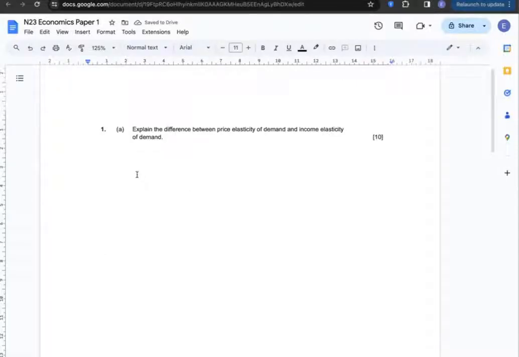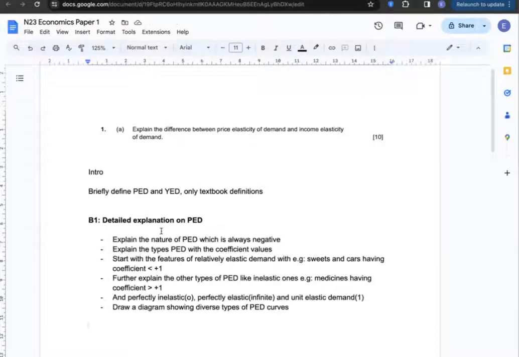Question number 1A. Explain the difference between price elasticity of demand and income elasticity of demand. Pretty simple question. So I'm going to start with briefly defining PED and YED, only focusing on the textbook definitions. In body 1, a detailed explanation on PED will be done. First, explain the nature of PED, which is always negative.